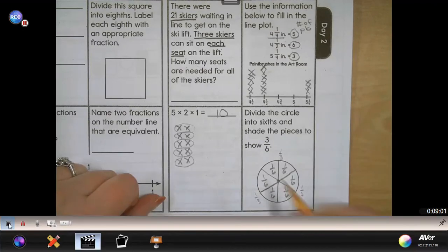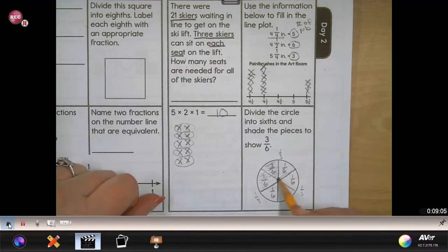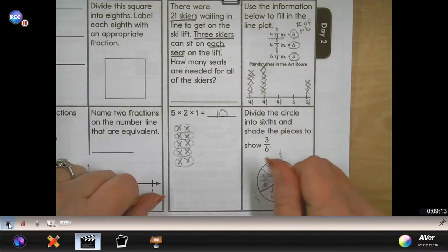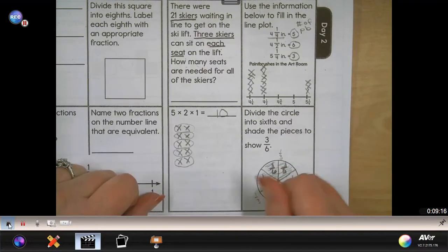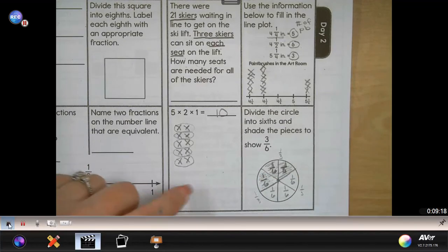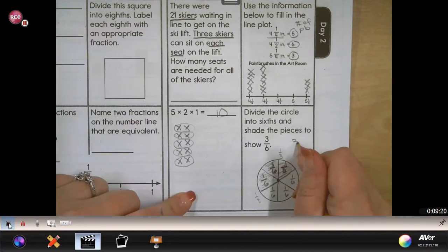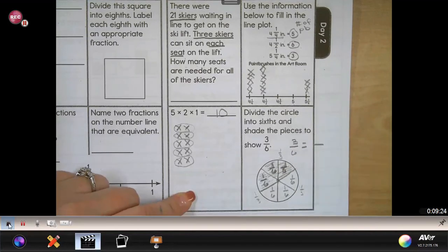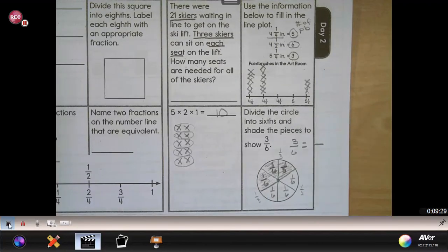Now, 3/6, I'm just going to shade in 3 of the 6. What do you notice about 3/6? What is 3/6 in simplest form? That's your discussion question for today. I want you to tell me 3/6 is equivalent to what fraction in simplest form? Okay, I can't wait to see what you get on your discussion question for today.